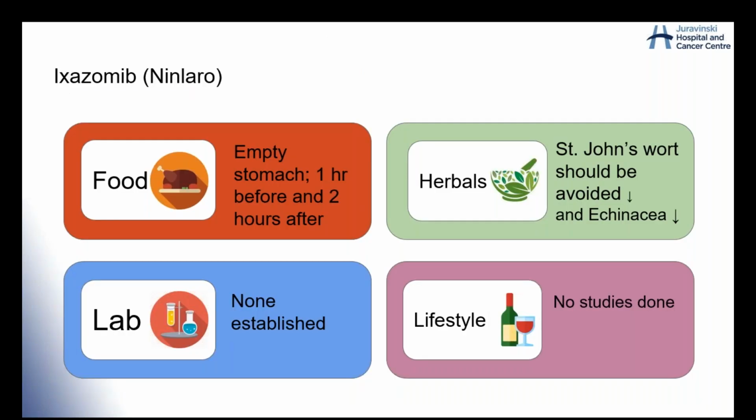Ixazomib is the last medication in this class, and it's an oral pill, so it's ideally supposed to be taken on an empty stomach, because food in the stomach will interact with the absorption of Ixazomib. So it needs to be taken 1 hour before or 2 hours after meals. It does interact with St. John's wort and echinacea. Both of them decrease the effectiveness of Ixazomib.